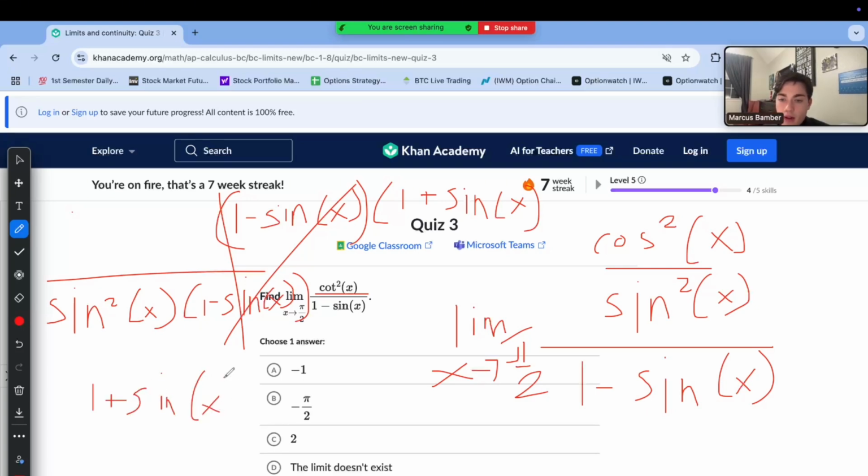Substituting into this, let me rewrite. 1 plus sine of x over sine squared of x. Remember, the sine of pi over 2 is equal to 1, so our denominator is just 1 squared, which is equal to 1, and our numerator is 1 plus 1. 1 plus 1 is 2. We're left with 2 divided by 1, which is equal to 2, so our limit expression is equal to 2.